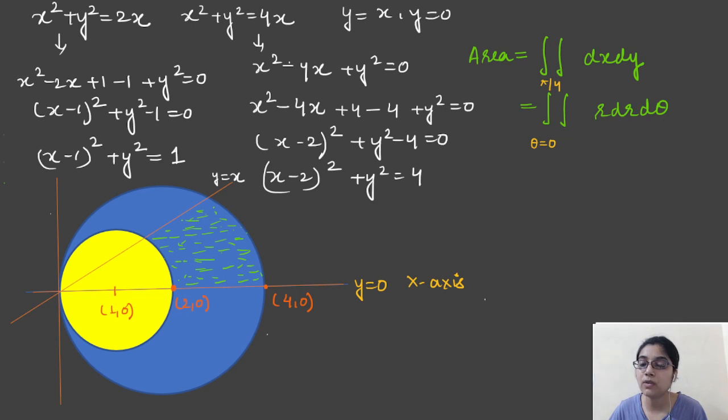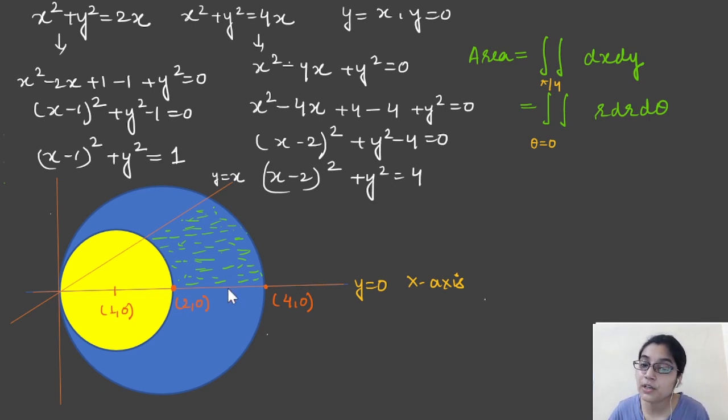So now we will find the limits of r. In this case, most of you will say, ma'am, the limit of r is going to be from 1 to 2. Why? Because the radius of the first circle, the yellow circle, is 1 and the radius of the bluish circle is 2. So it is going to be like this. But no, you have to keep this in mind: that was the case when the center of the circle is 0, 0. But here the center of the circle has been shifted from 0, 0 to 1, 0 and 2, 0 respectively.